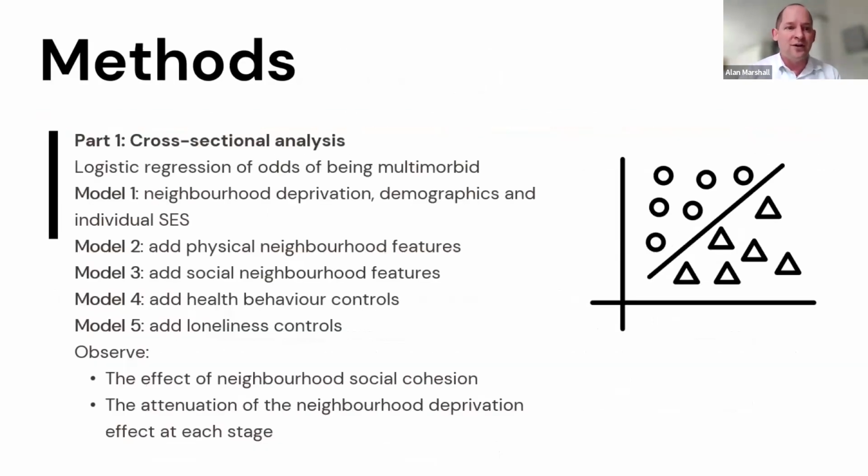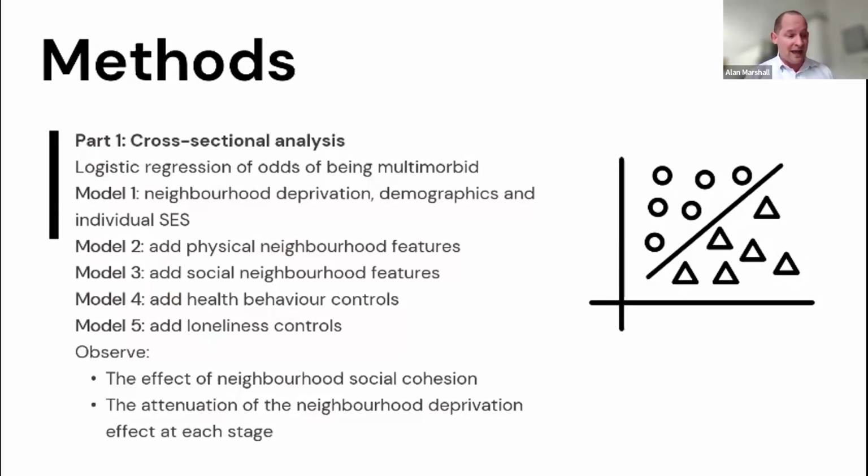So in terms of the methods, we started off with some cross-sectional analysis. We fitted a logistic regression of the odds of having multimorbidity. In our first model, we just included the level of neighbourhood deprivation, people's individual social and economic circumstances, and their demographic factors. Then in model 2, we added in physical aspects of the neighbourhood. Then we added in the social aspects of the neighbourhood, so what people think about their neighbourhood. We then added in health behaviours, and then we added in our loneliness controls.